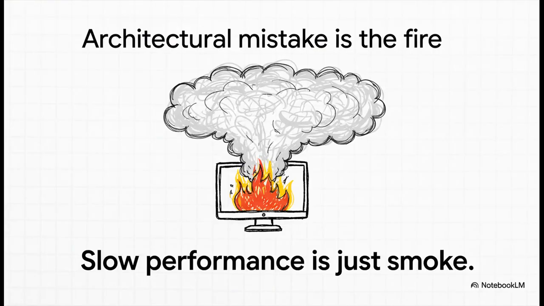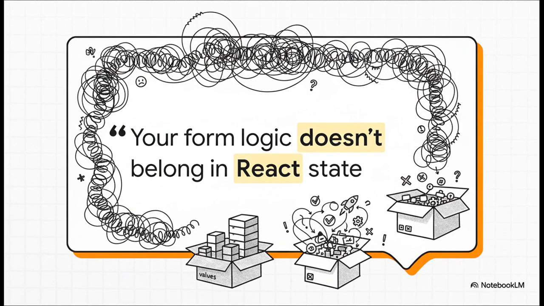But here's the twist. The issue actually runs deeper than just performance. The slow rendering, that's just a symptom. You could say the performance hit is the smoke. Now we're going to go look for the fire. Because it's not just about how we handle state, it's about where we're putting all the logic. And this is the next really critical idea. Look, your form logic doesn't belong in React state.